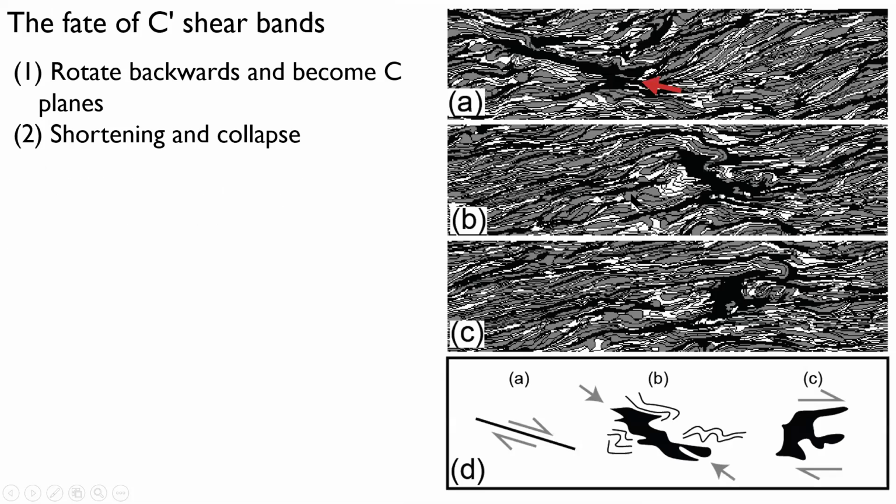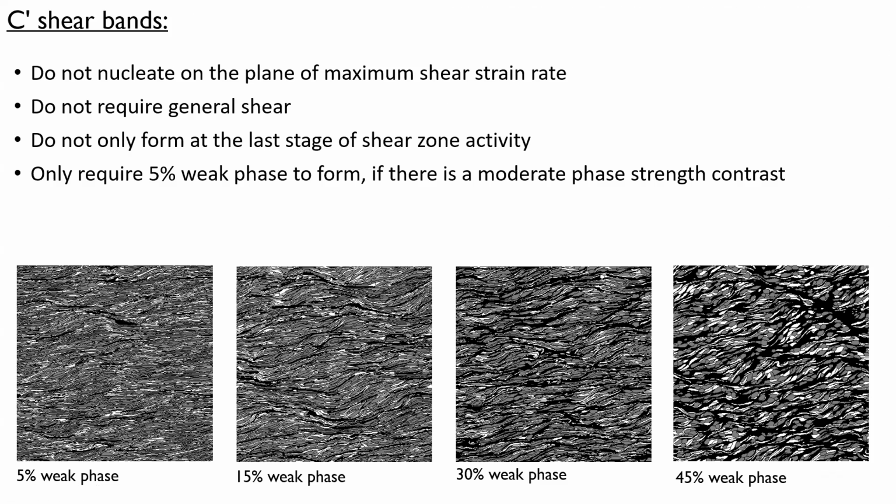So C-prime shear bands either rotate backwards and become C-planes again, like how I demonstrated just before, or they can shorten and collapse. I showed you a few instances of this occurring in the models when we were watching the movies. Basically, you have this C-prime shear band, like in a rotation like this. It rotates forwards too much, and then it shortens, enters the shortening field, and shortens like this, and it can form these sorts of X structures, like this, from the shearing apart of that layer. So that's a pretty cool thing to observe as well.